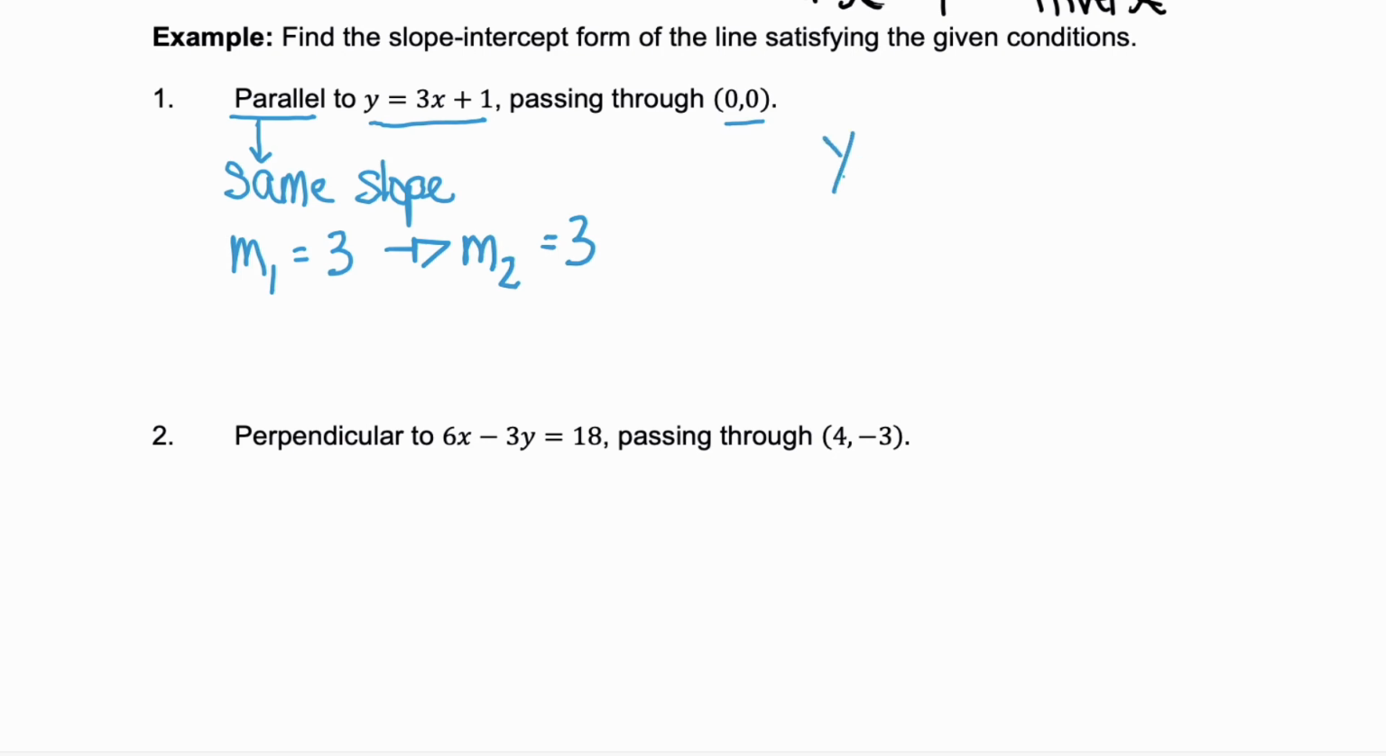And remember, we need the equation y equals mx plus b. Well, we know our slope, it's 3, so y equals 3x. Do we know our y-intercept? We do. Because this line goes through the origin, 0, 0, that means our intercept is 0. And don't forget to simplify. This is y equals 3x.